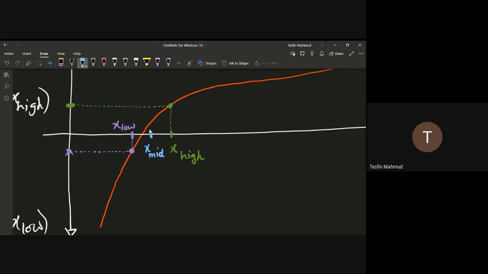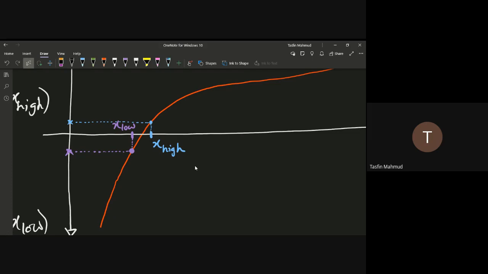So the first step is to calculate the x mid, then we have to check the function value here, and we can see the function value is positive. So we will forget this x high, because for x high the function value was positive previously. We will forget this one, and we will define this x mid as our new x high. This is the new x high.